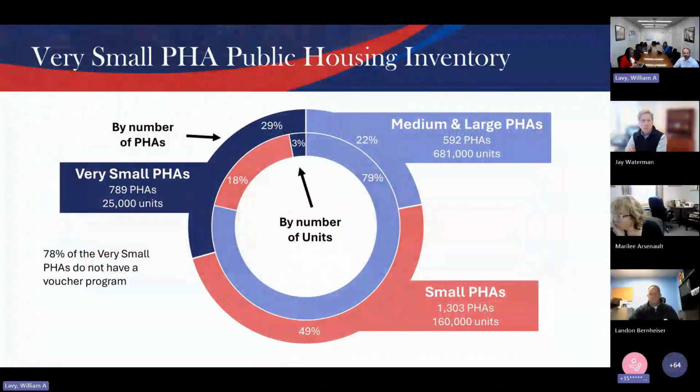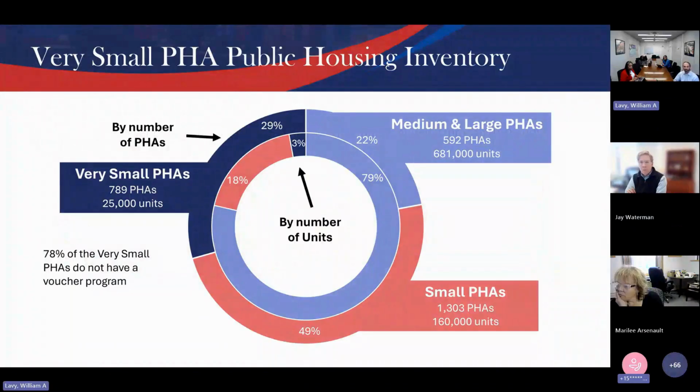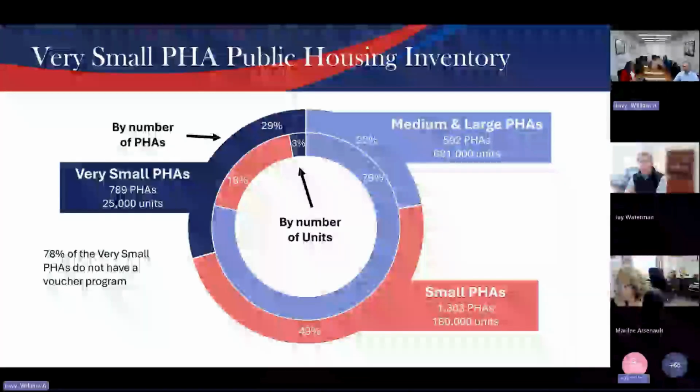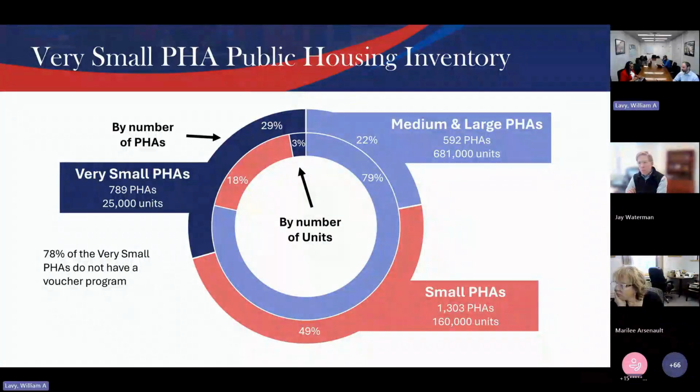Just for some context, in the overall public housing stock, there are 789 public housing authorities.